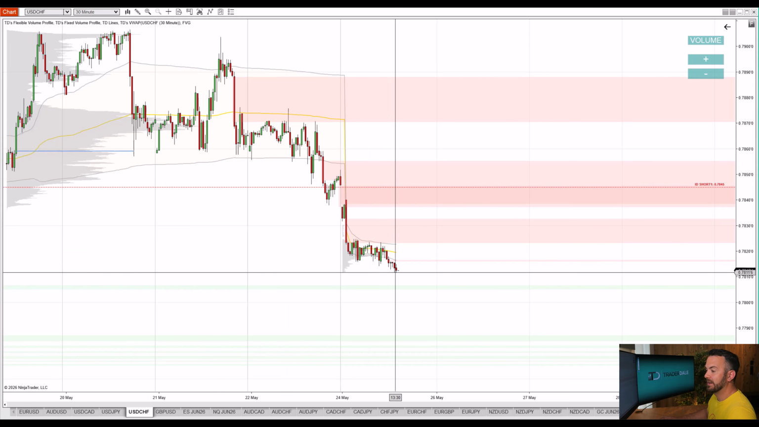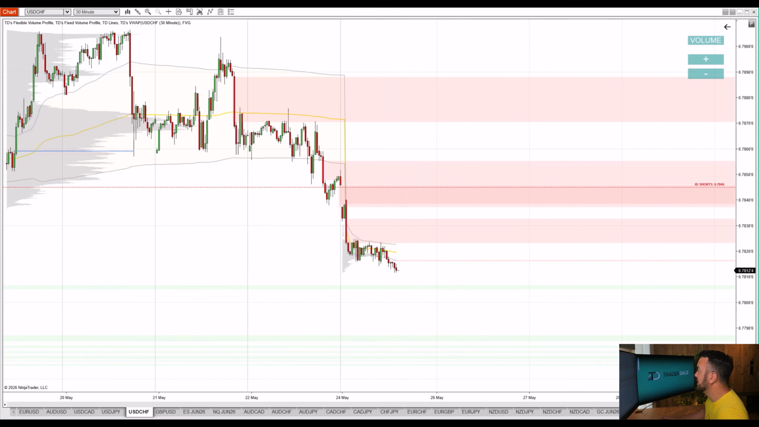Let's first take a look at the US dollar Swiss franc chart, and you're looking at a 30-minute chart of the US dollar Swiss franc. And as you can see, the market opened with a gap. Here's the gap, and I'll show you how I like to trade the gaps. First, obviously there needs to be the gap.